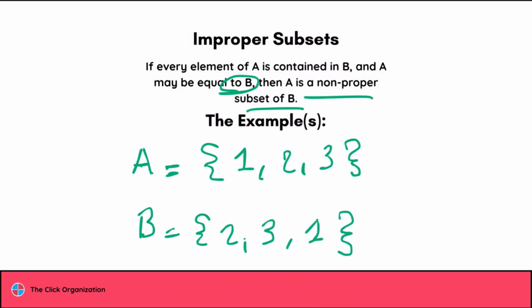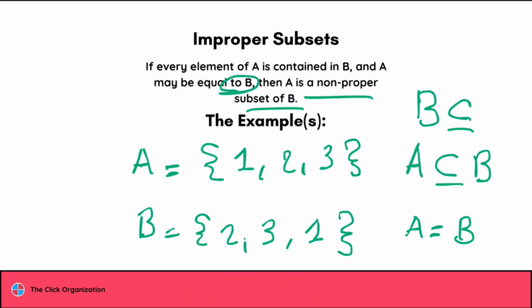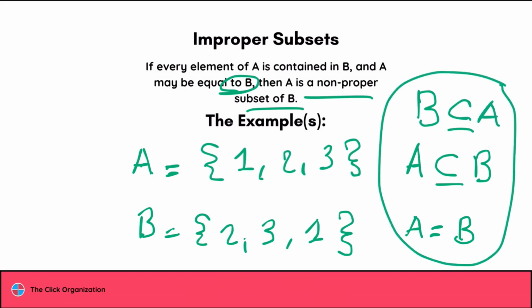In this case, not only is A a subset of B, but also A and B are equal, right? As I told you in the previous lesson, when the sets have the same elements, they're equal. And not only that, but B is also a subset of A. This is what improper subsets are.